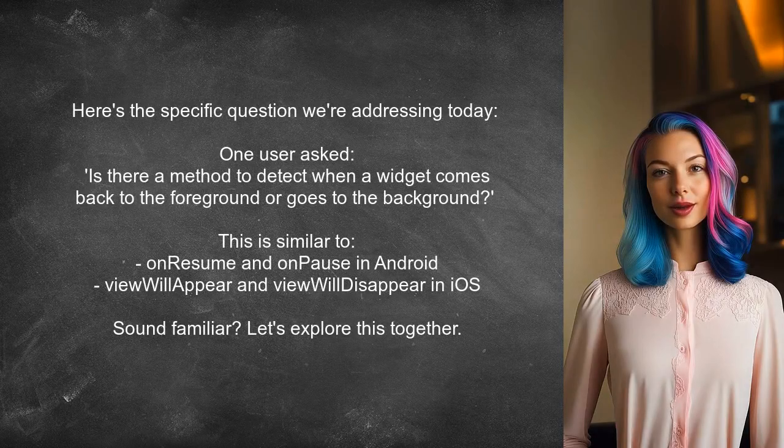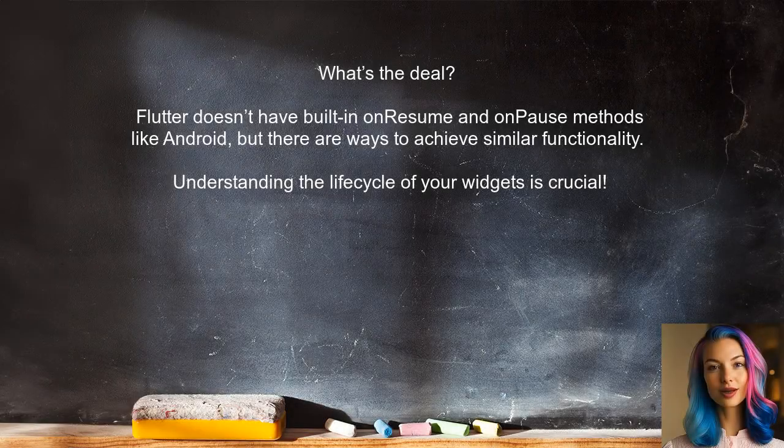Here's the specific question we're addressing today. One user asked, is there a method to detect when a widget comes back to the foreground or goes to the background? This is similar to the onResume and onPause methods in Android, or viewWillAppear and viewWillDisappear in iOS. Sound familiar? Let's explore this together.